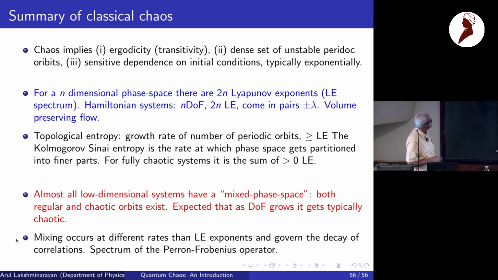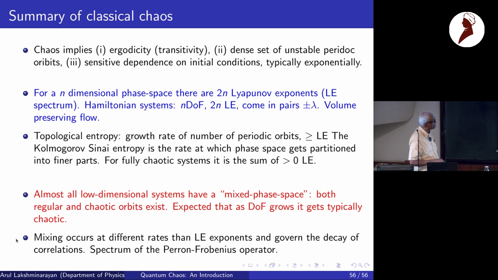Chaos implies ergodicity, a dense set of unstable orbits, and sensitive dependence on initial conditions, typically exponentially. For an n-dimensional phase space, there are 2n Lyapunov exponents, which come from this large Jacobian matrix, the Lyapunov exponent spectrum. For Hamiltonian dynamics with n degrees of freedom, there are 2n Lyapunov exponents, and they come in pairs of plus and minus, so that the sum of the Lyapunov exponents is 0. It's a consequence of volume preserving flow. Topological entropy is the growth rate of the number of periodic orbits and is greater than or equal to the Lyapunov exponent.